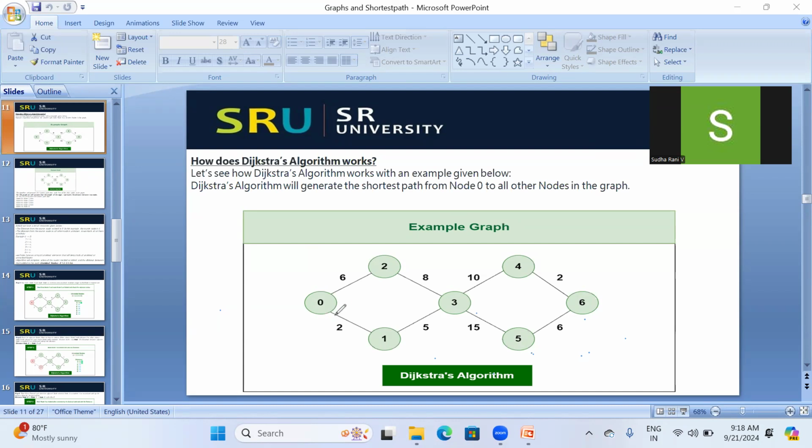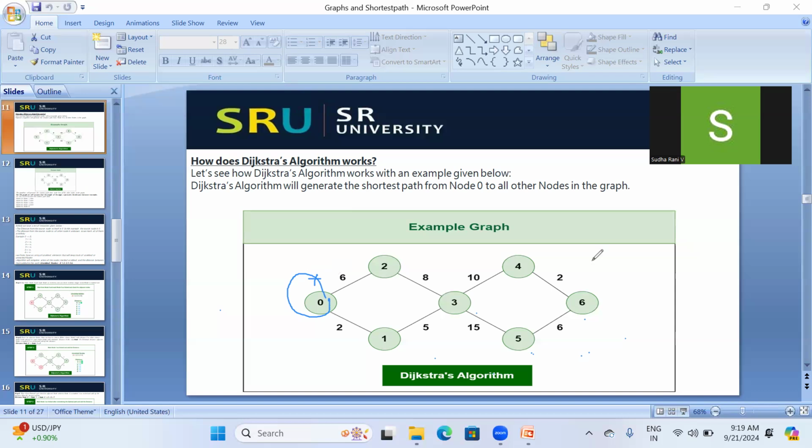We started with the node 0. Okay, I'm starting my traversing with the source node 0. When we start at the source node, it is traversing to itself. So 0 is traversing to itself. And here, as it is a weighted graph, 0 doesn't have any weights. It doesn't have any self loop.